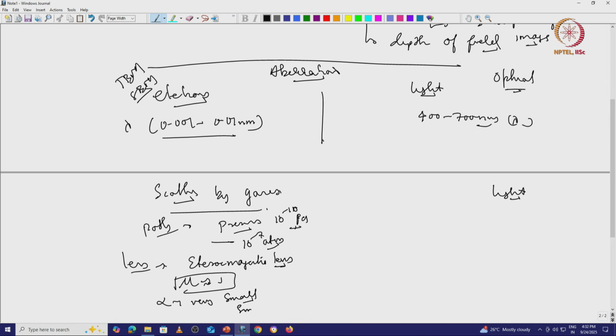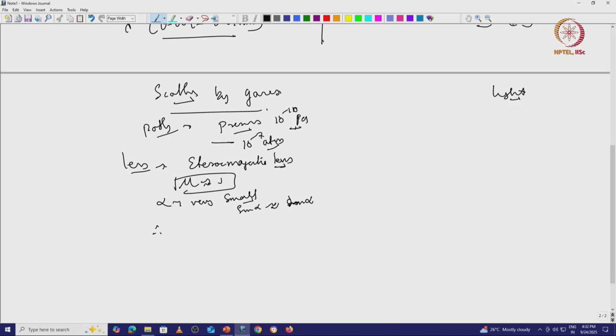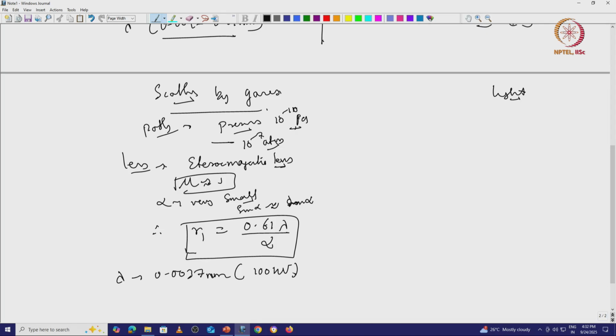So, here we can assume sin alpha is equal to tan alpha. Therefore, the theoretical resolution R1 we can put as 0.61 lambda by alpha. If your lambda is very small, around 0.0037 nanometer, which is typically achieved when you use a 100 kV potential difference, I will come to how to generate these electrons. Then if alpha is around 0.1 radians, which is around 5 degrees, the R1 achieved is around 0.02 nanometers. This is the ideal resolution you will get using a lambda of 0.0037.